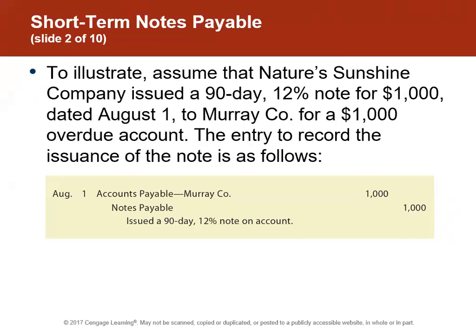So Murray Company is giving us 90 extra days to pay. But in this case now we have to pay interest.